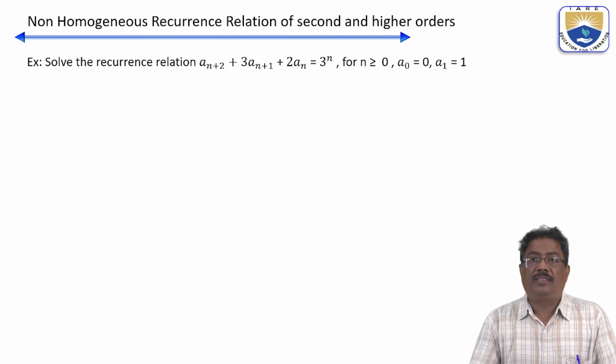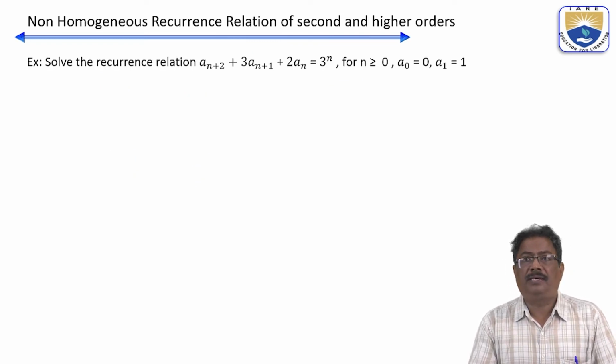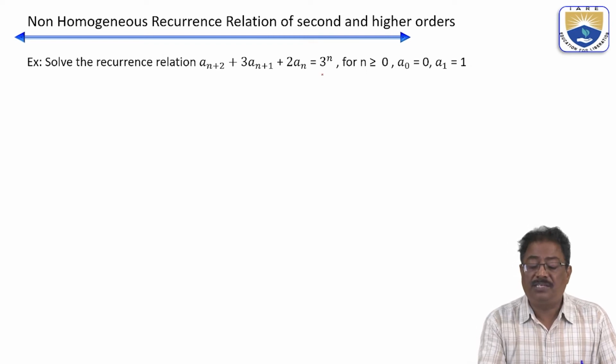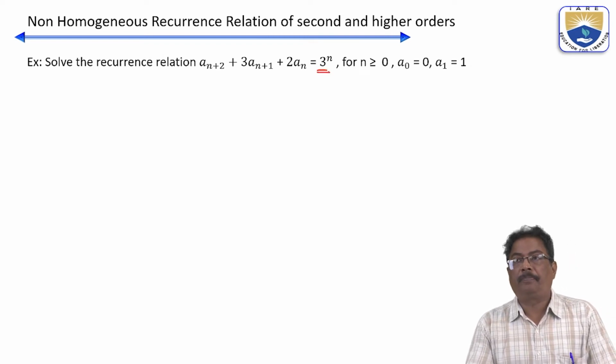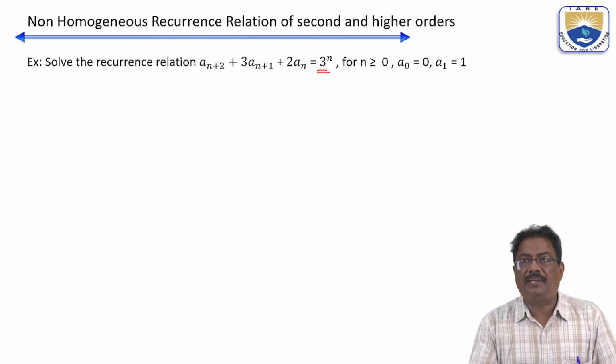Now let us go for the other example. So here this is non-homogeneous. Here 3 power n is there. So here it comes under case 3.